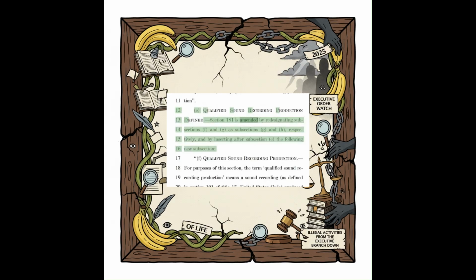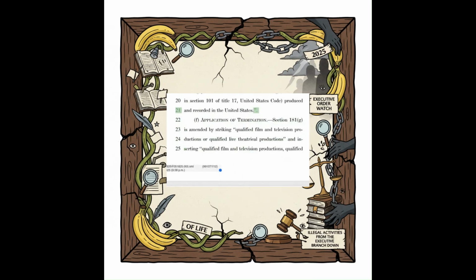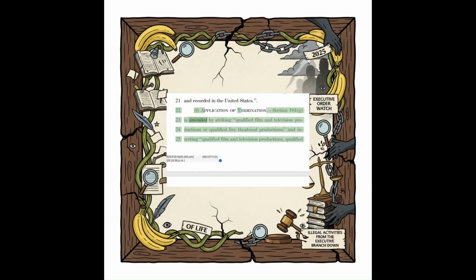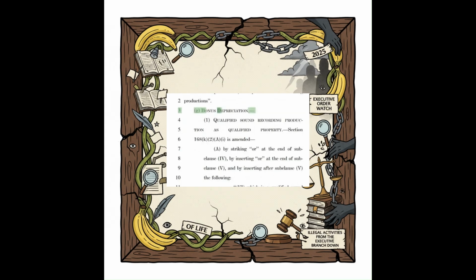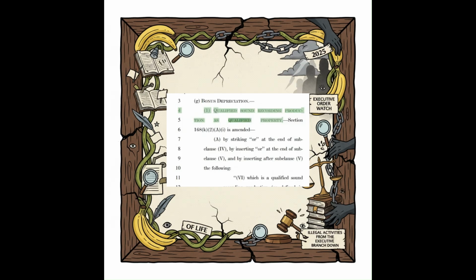QSRP 12D, Section 181 is amended by redesignating subsections and as subsections and respectively, and by inserting after subsection the following new subsection. QSRP for purposes of this section, the term qualified sound recording production means a sound recording produced and recorded in the United States. AT, Section 181 is amended by striking qualified film and television productions or qualified live theatrical productions, and inserting certain qualified film and television productions, qualified live theatrical productions and qualified sound recording productions. D. Qualified sound recording production as qualified property.